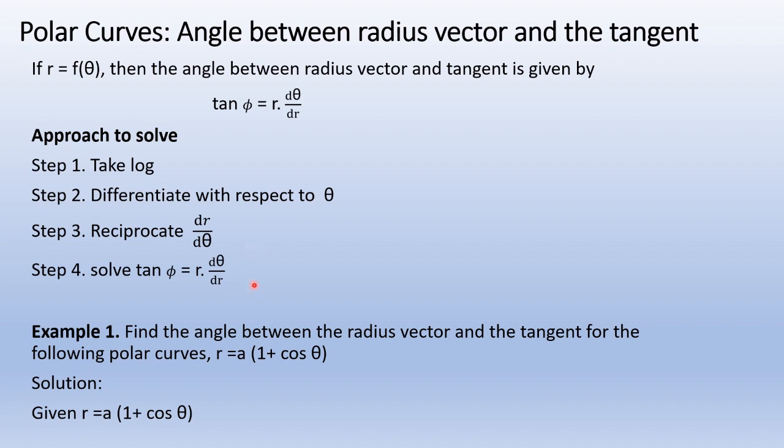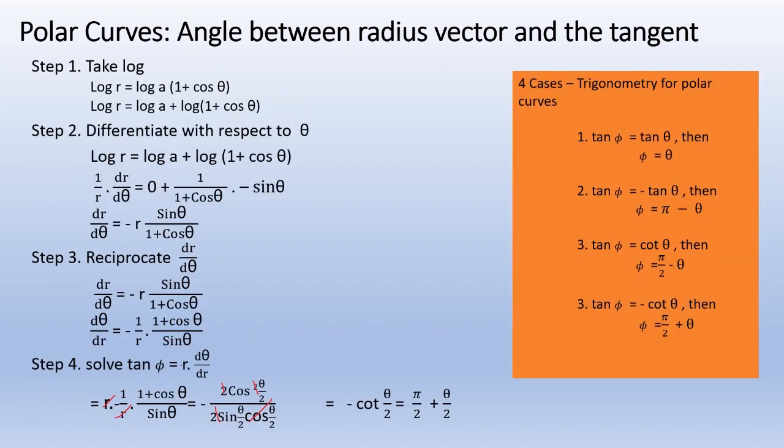Example 1. Find the angle between the radius vector and the tangent for the following polar curve. r is equal to a times 1 plus cos theta. Solution. Given r is equal to a times 1 plus cos theta. Step 1. Take log. Log r is equal to log of a times 1 plus cos theta. Log r is equal to log a plus log of 1 plus cos theta. Step 2. Differentiate with respect to theta.